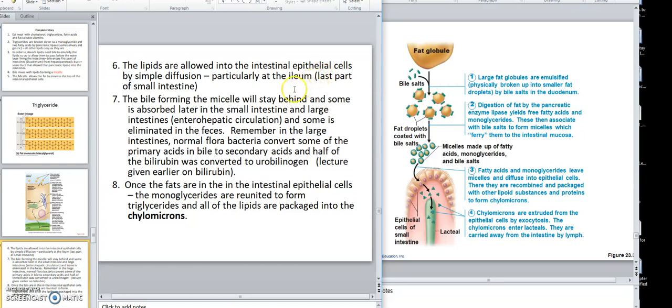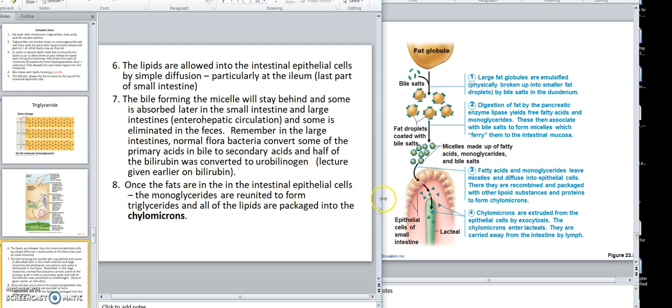The bile forming the micelle will stay behind, and some is absorbed later in the small intestine and large intestine. That's what we call the enterohepatic circulation. And some is eliminated in the feces. Remember, in the large intestine, normal flora bacteria convert some of the primary bile acids into secondary acids, and half of the bilirubin was converted to urobilinogen.